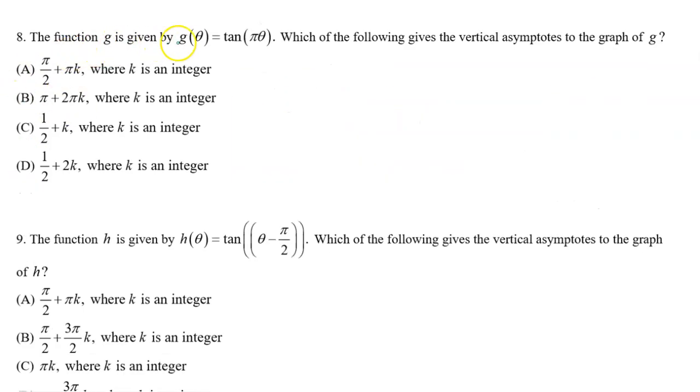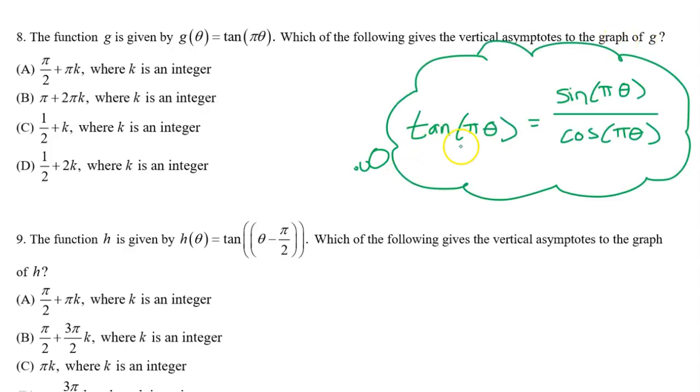Number 8. The function g is given by g of theta equals the tangent of pi theta. Which of the following gives the vertical asymptotes to the graph of g? You should be thinking the tangent of pi theta is equal to the sine of pi theta divided by the cosine of pi theta. The vertical asymptotes will occur where the tangent of pi theta is undefined. That's where the cosine of pi theta, the denominator, is equal to 0. So we need to solve this equation. Cosine of pi theta is equal to 0.